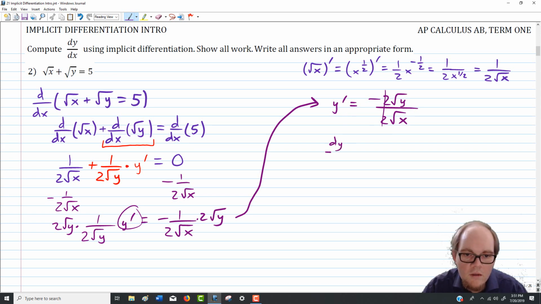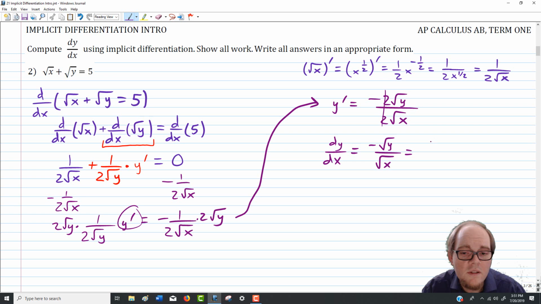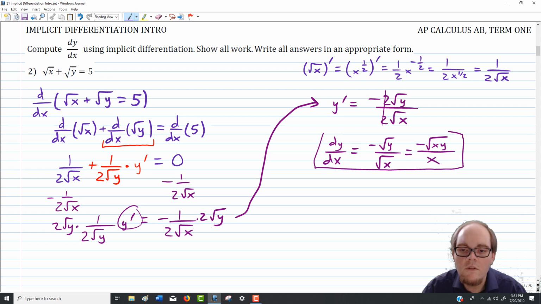That leaves us with our formal version of the answer, which is negative square root of y over square root of x. Or if you're obsessed with rationalizing the denominator, you could also write this as negative square root of xy all divided by x. Either of those two answers would be acceptable.